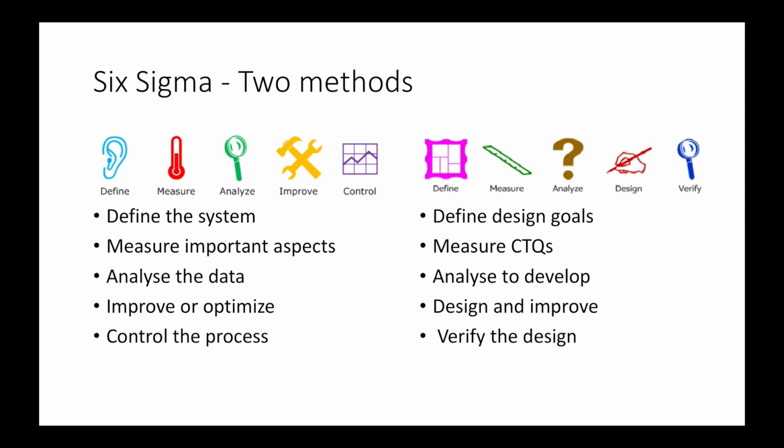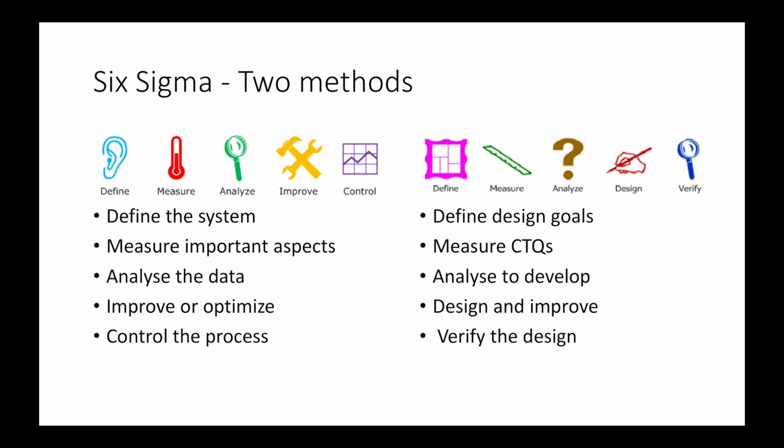DMAIC, that you can see on the left hand side of the slide, is for projects that handle an existing business process that you want to improve. And DMADV, that you can see on the right hand side of the slide, is for a project where the goal is to create a new product or a new process design.